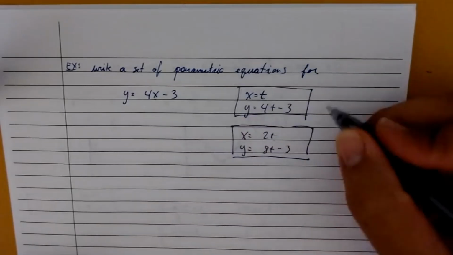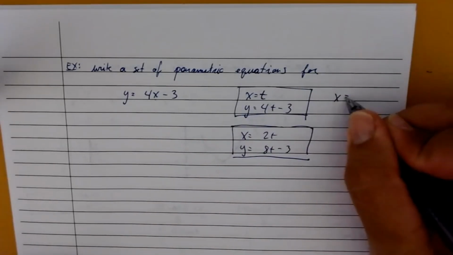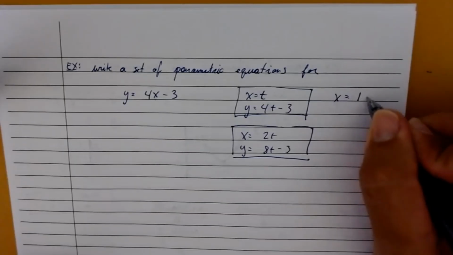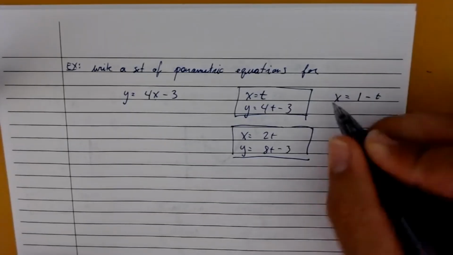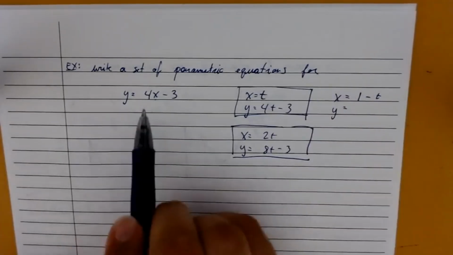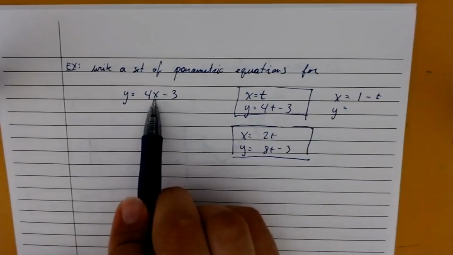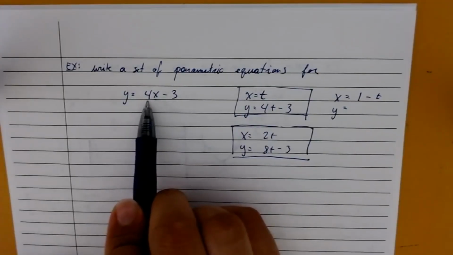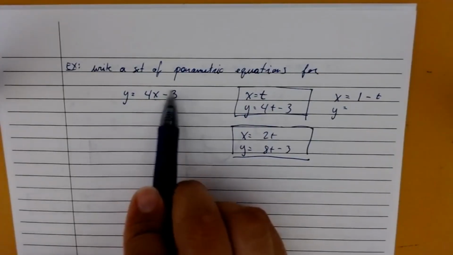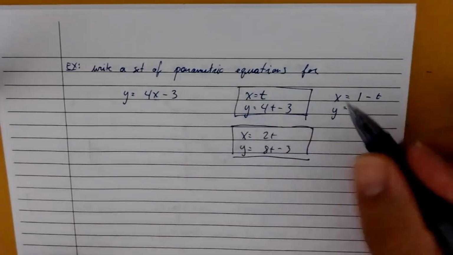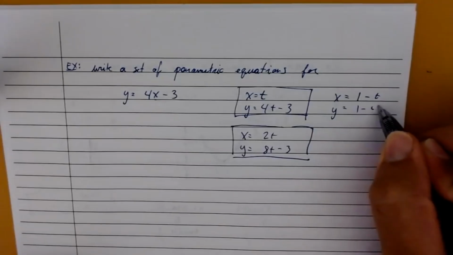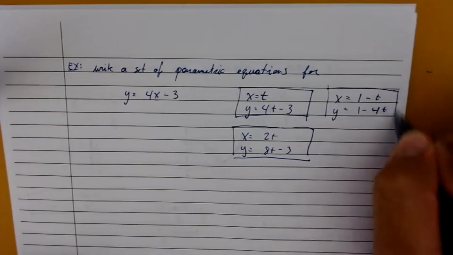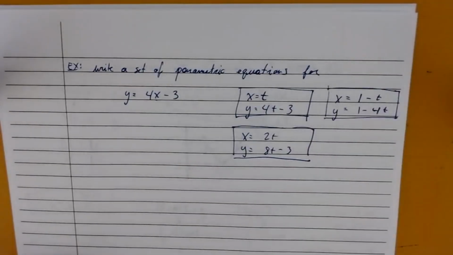I could say x is equal to 1 minus t, for example. And then I could say, well, that x is going to be replaced by 1 minus t. So that'll be 4 minus 4t. Oh, then I'm subtracting 3. Okay, so 1 minus 4t. And that's another parameterization. And I could keep going.